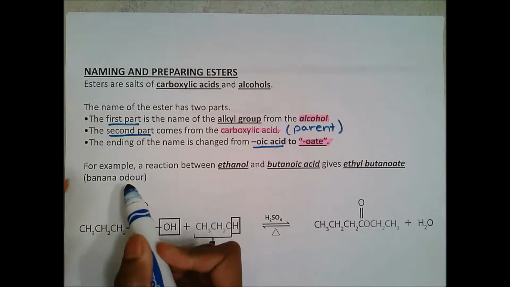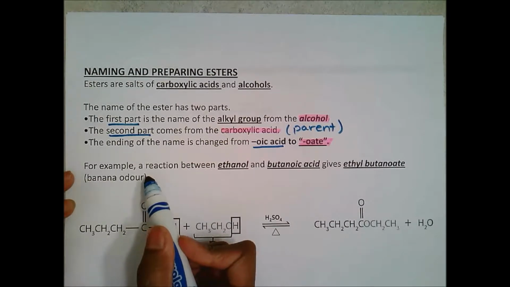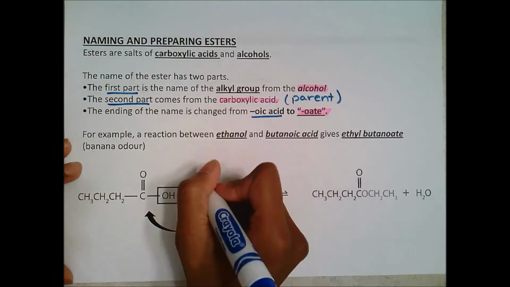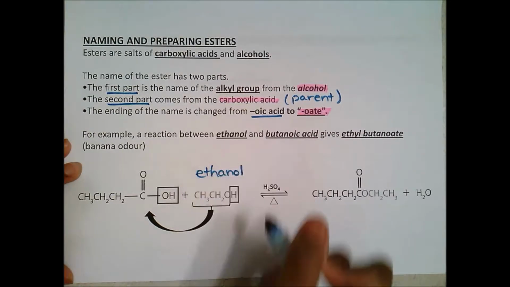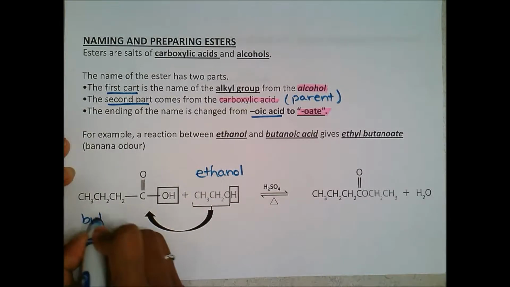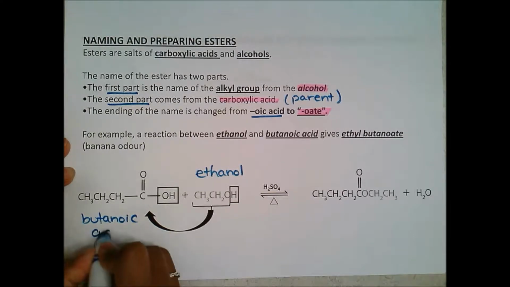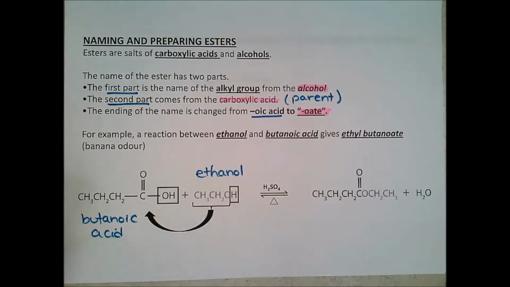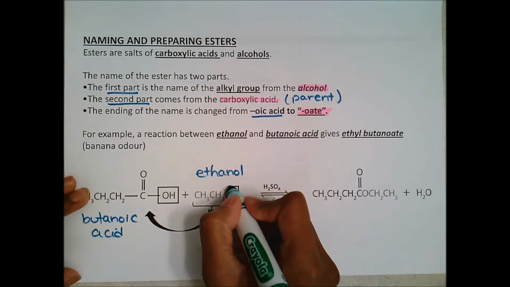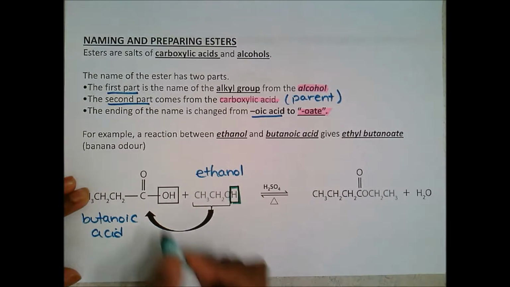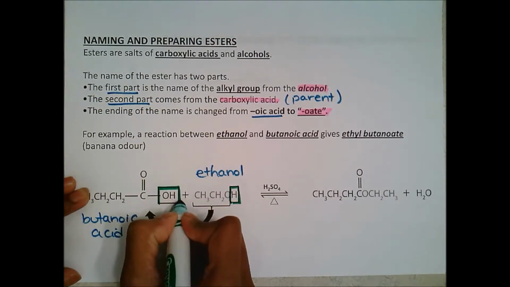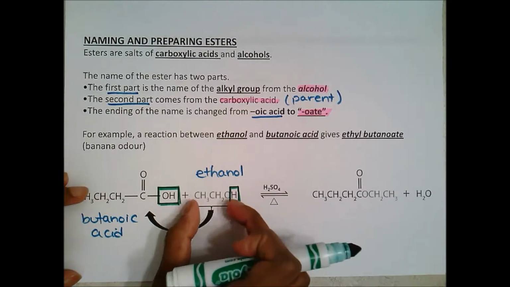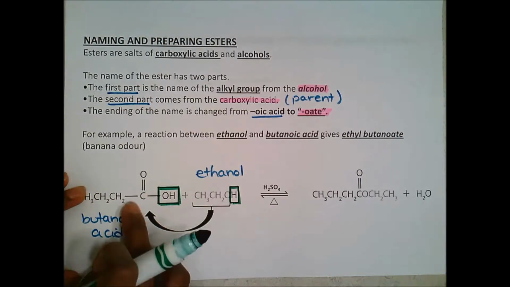So let's look at a specific example here between the reaction of ethanol and butanoic acid. So here is ethanol. Here is our butanoic acid. So we're going to do the reaction and naming at the same time. So what's going to happen is your hydrogen from the alcohol group is going to come off. Your hydroxyl from the carboxylic acid group is going to come off, and the rest of that alcohol gets attached to that specific carbon.